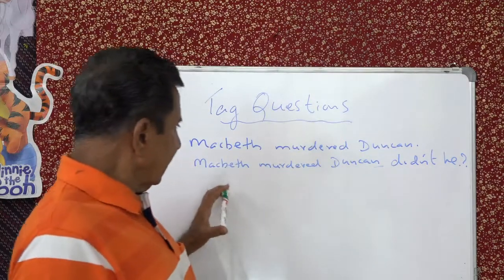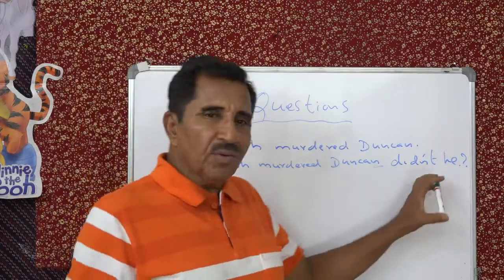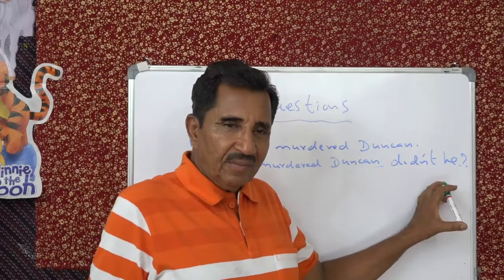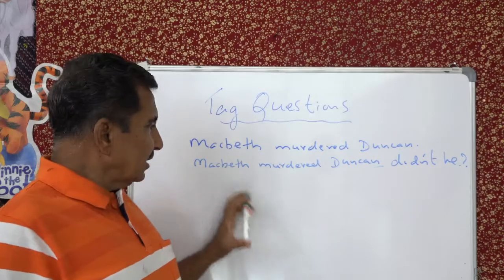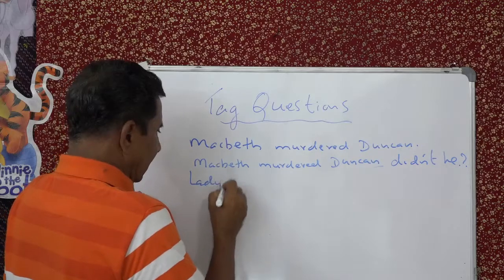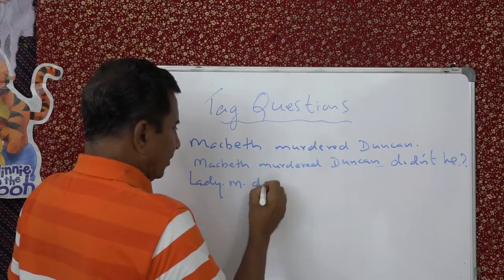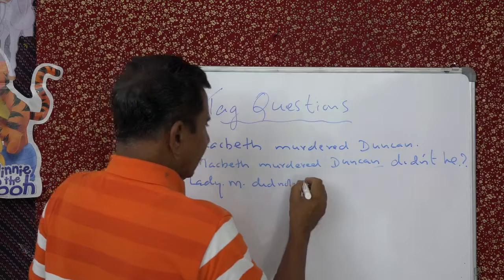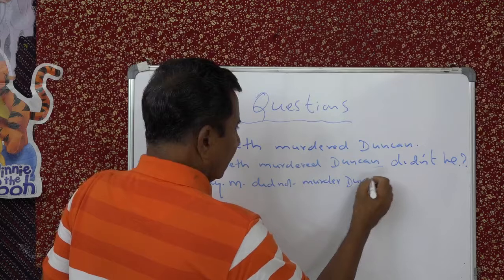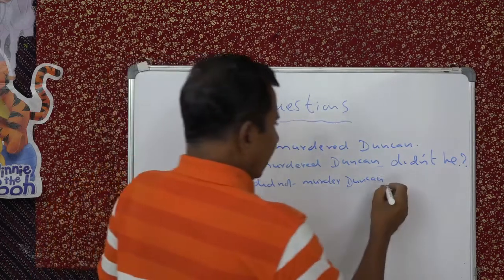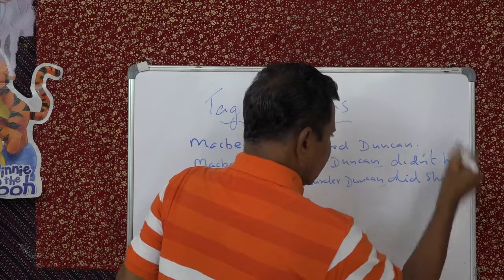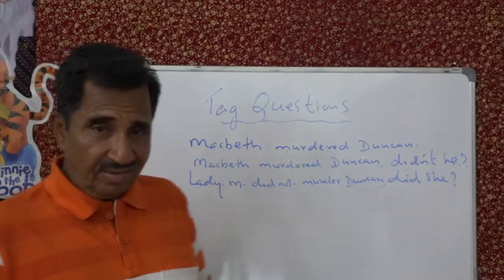If the sentence is positive, you have to use a negative tag. Isn't it? Only then it makes sense. For example, say Lady Macbeth did not murder Duncan. She did not murder Duncan. Then what will be the tag? Did she? Did she? Not "did Lady Macbeth."